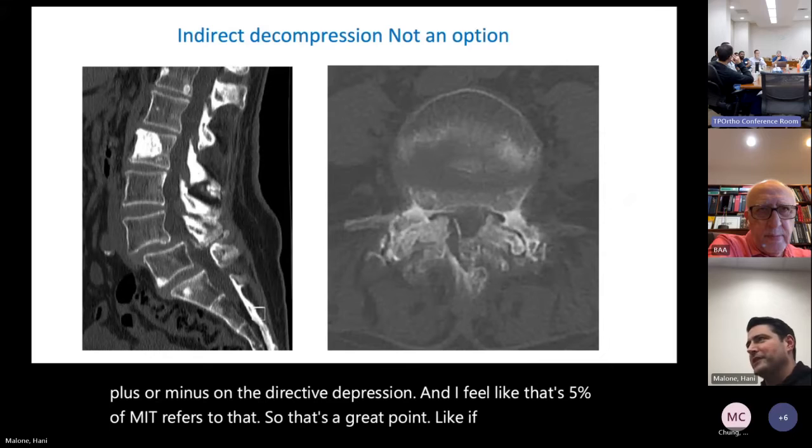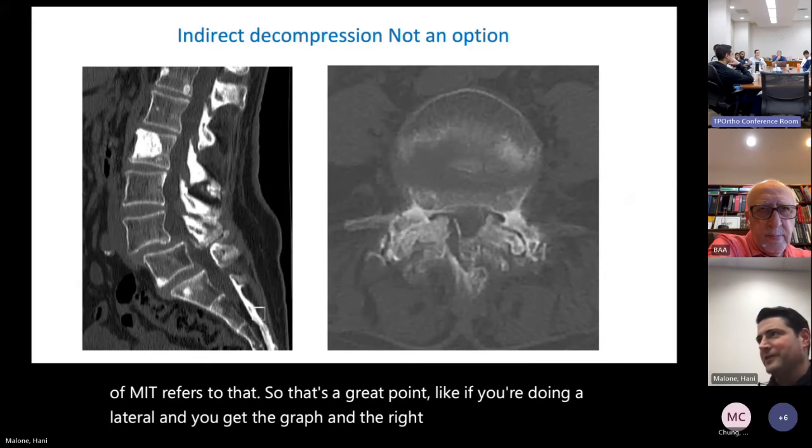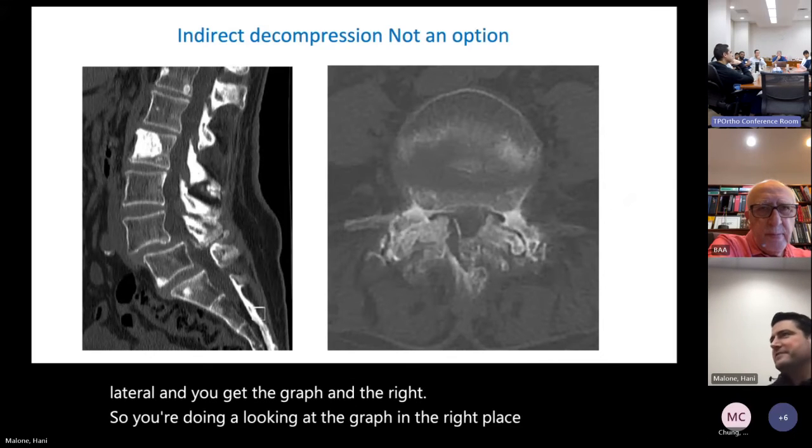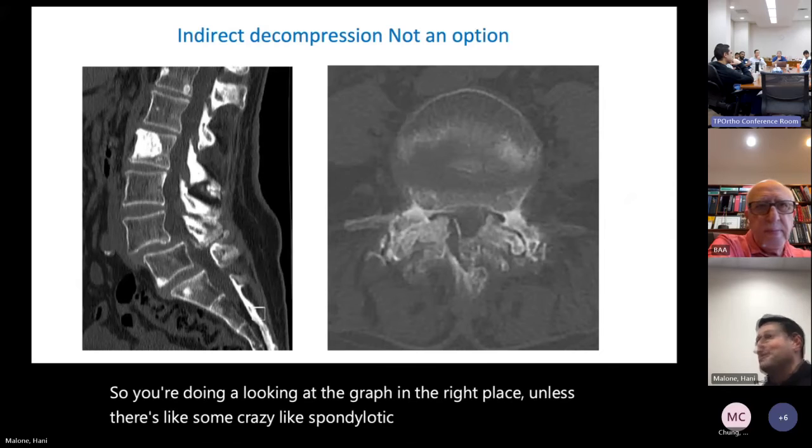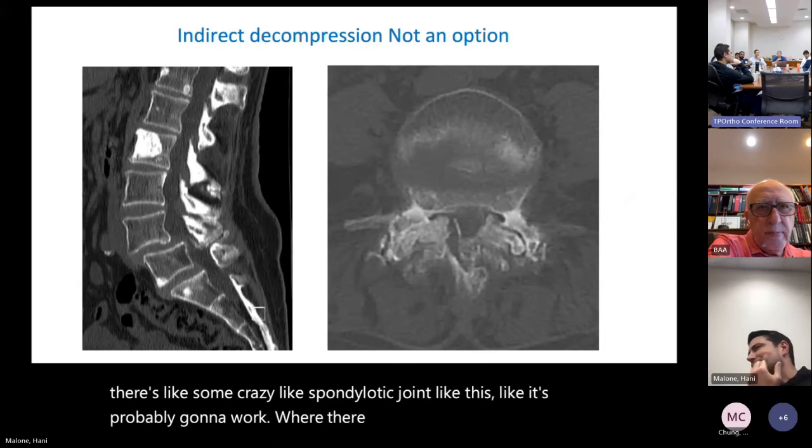If you're doing a lateral and you get the graft in the right place, or you're doing an ALIF and you get the graft in the right place, unless there's some crazy spondylotic joint like this, it's probably going to work. Where there is probably more user variability.